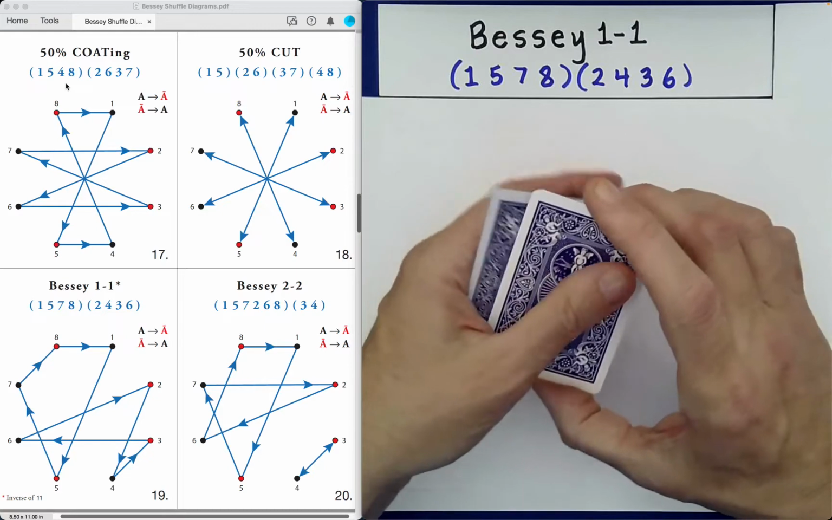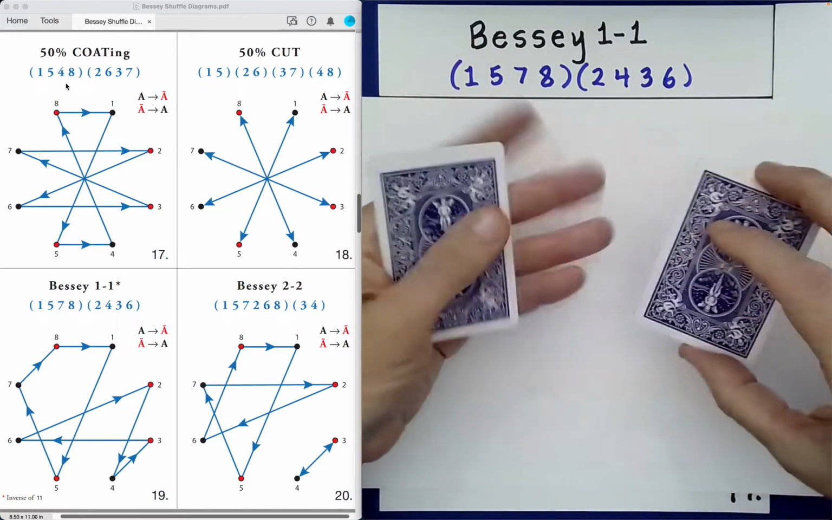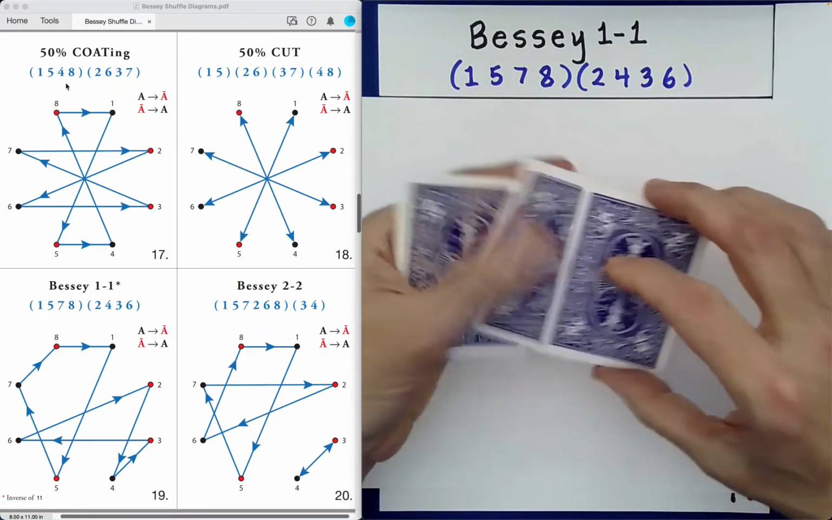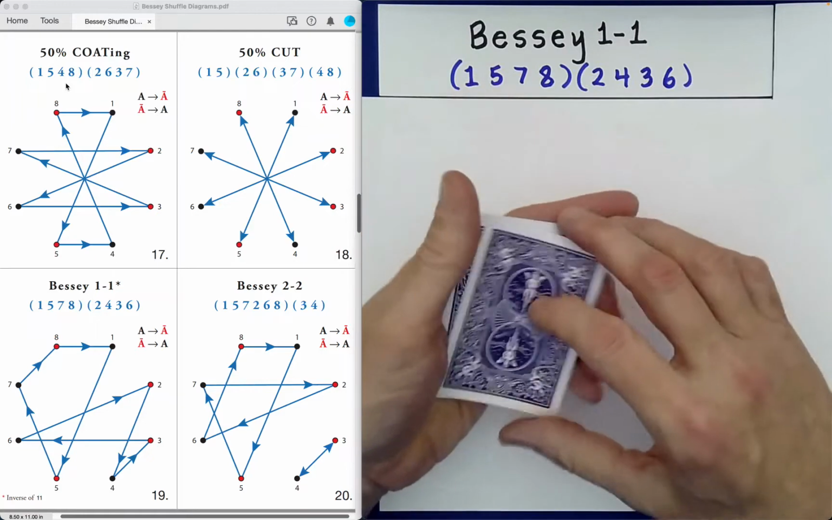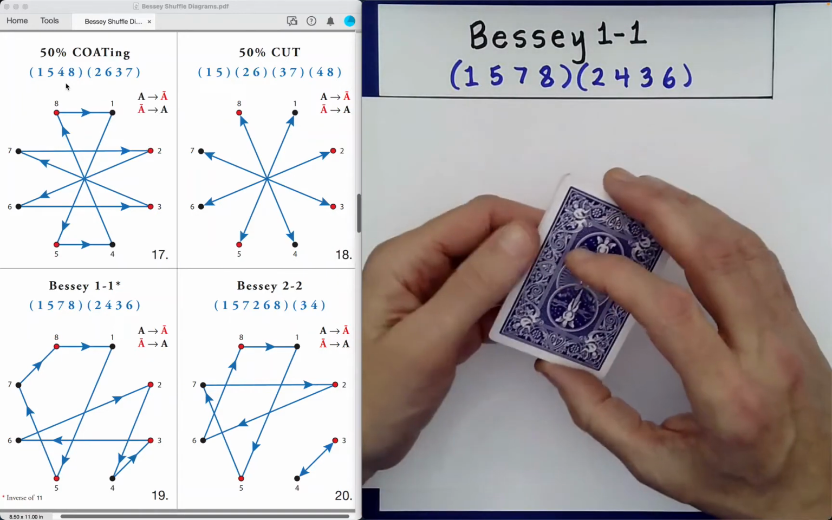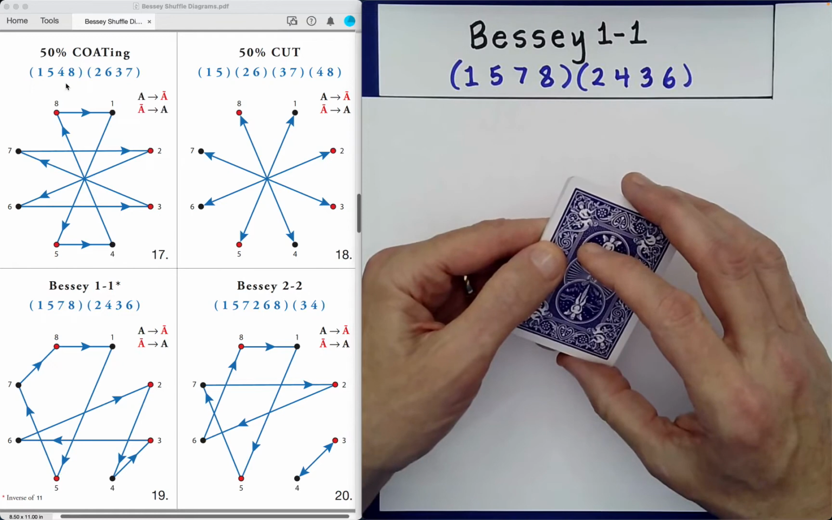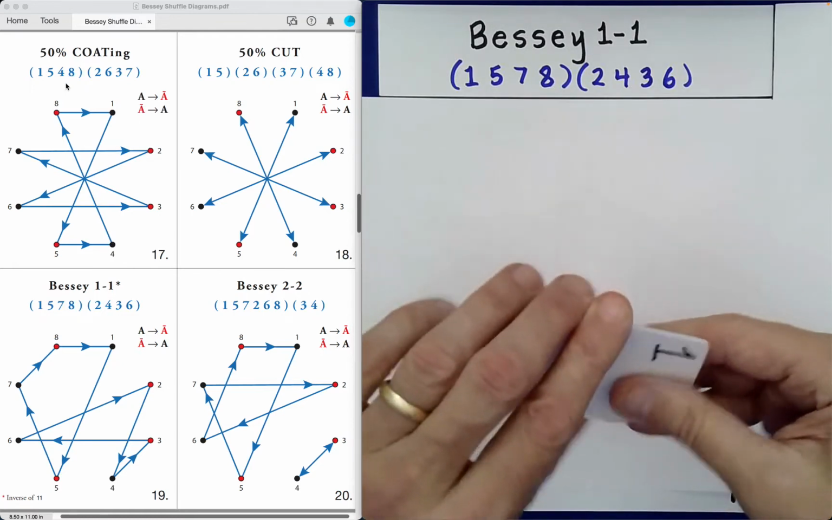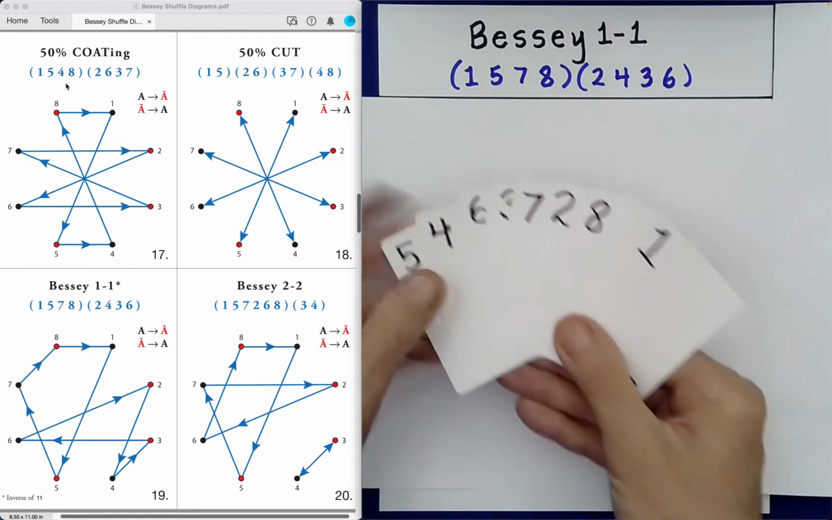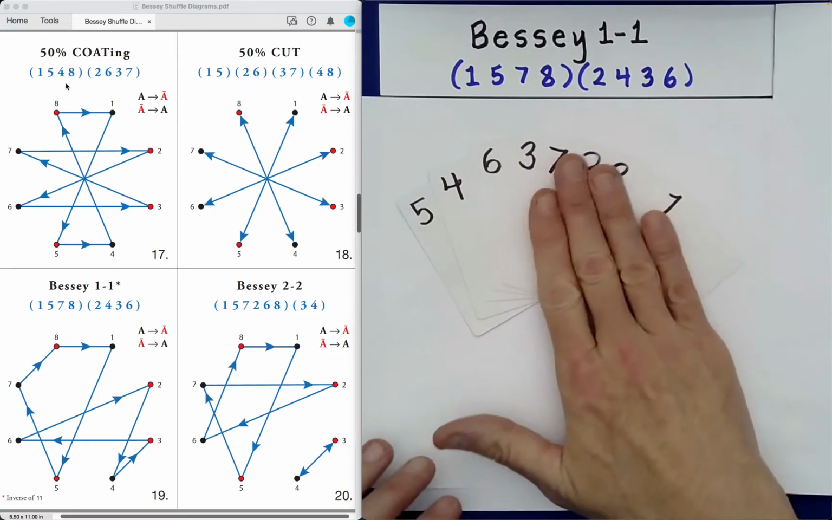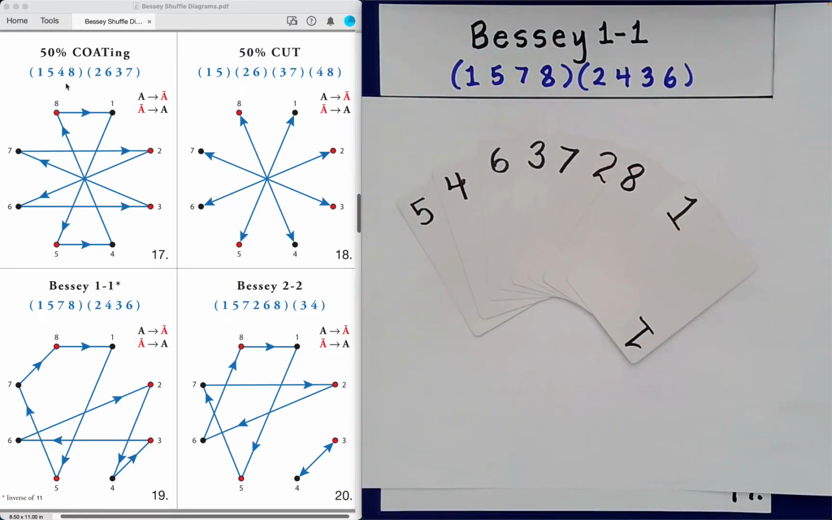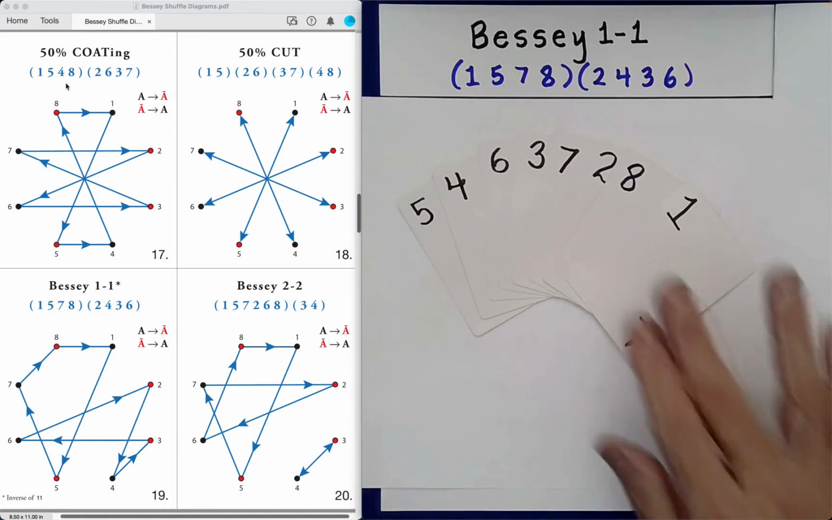And then you take top again, and then bottom, top, bottom, top, and then bottom. So you're just taking one from the top and bottom alternately. So what order does that result in? Well, let's set these out and see. Well, if you look at that, it's quite a mess, really. So we get 5, 4, 6, 3, 7, 2, 8, 1.